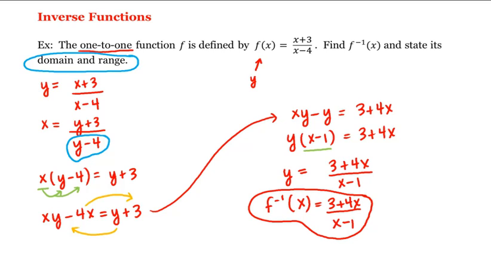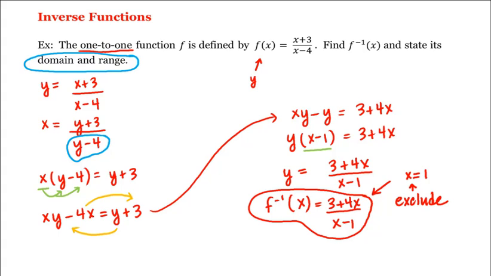So let's start with the domain. Looking here at f inverse, the only issue would be if x were equal to 1, because then we'd be dividing by 0. So we need to exclude this value. That is, the domain of f inverse, written in interval notation, is equal to negative infinity up to 1, open parenthesis because we want to exclude 1, union, again, open parenthesis at 1 because we want to exclude it, up to infinity.